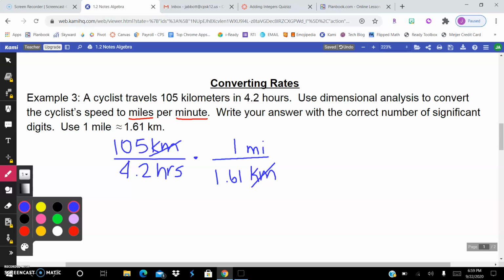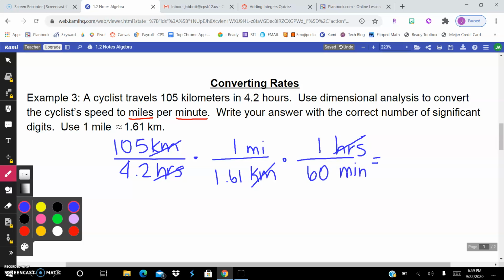But the question asked for miles per minute, so I have to have another conversion factor. Hours is on the bottom this time, and I want it to go away, so I'm going to put it at the top, and we're going to change this to minutes. I know that 1 hour is 60 minutes. That's the conversion factor that we're going to use. Hours on the bottom and hours on the top cancel, and the units I have left are miles and minutes, which is exactly what they asked for.